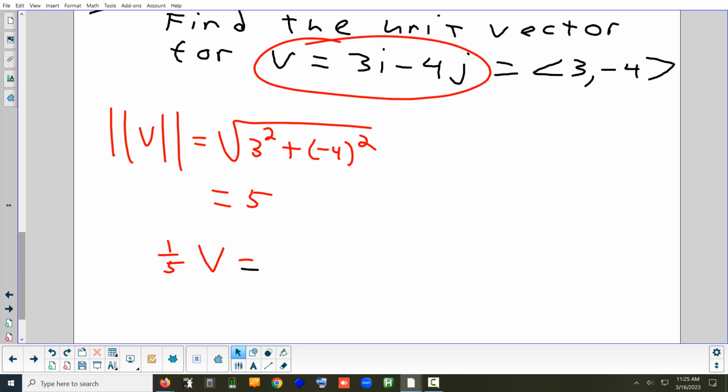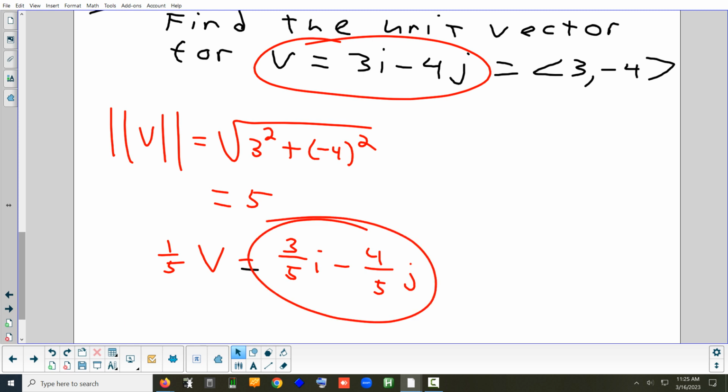So what is 1/5 v? Let's do this notation. 3/5 i minus 4/5 j. There you go. So that's a unit vector. It points exactly the same way as the original one. We've just scaled it by 1/5 the size. Any question on that?